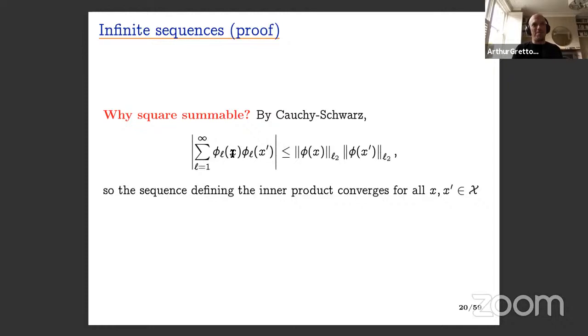If I take the dot product between the features of x and the features of x prime, and take its absolute value, then by Cauchy-Schwarz it's upper bounded by the norm of phi of x, the square root of the sum of squared features of x, times the norm of phi of x prime, the square root of the sum of squared features of x prime. So if both of these are bounded, then my kernel is bounded. It's not going to be infinity, and everything is nice. This is a little pitfall we have to worry about when we've got infinitely many features.